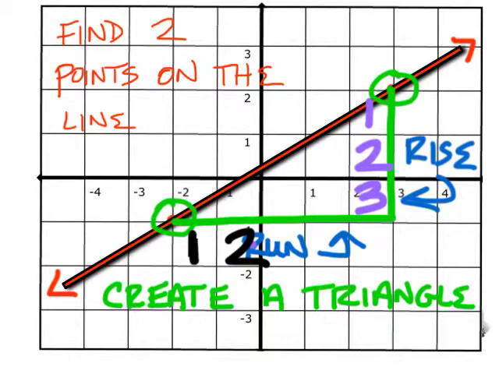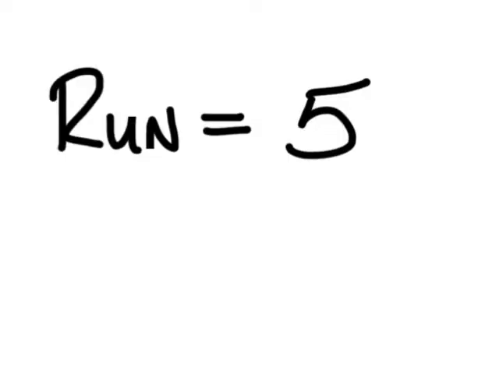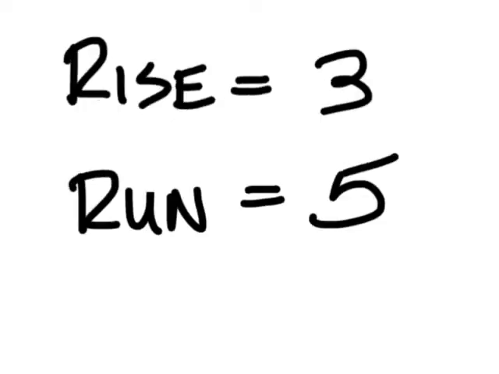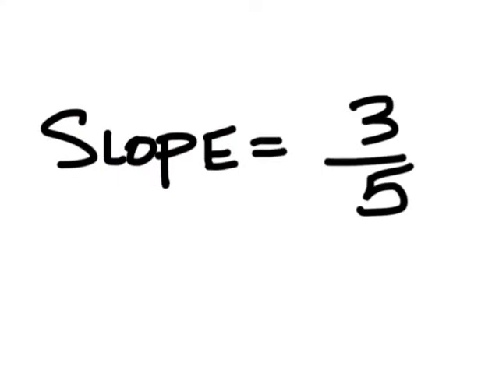And then count. Here's a walk-by. What is the distance on the bottom? We have 2, 3, 4, and then 5 blocks that make up the bottom part. So the run equals 5. The rise is 3, the run is 5. Now here's a walk-by problem.